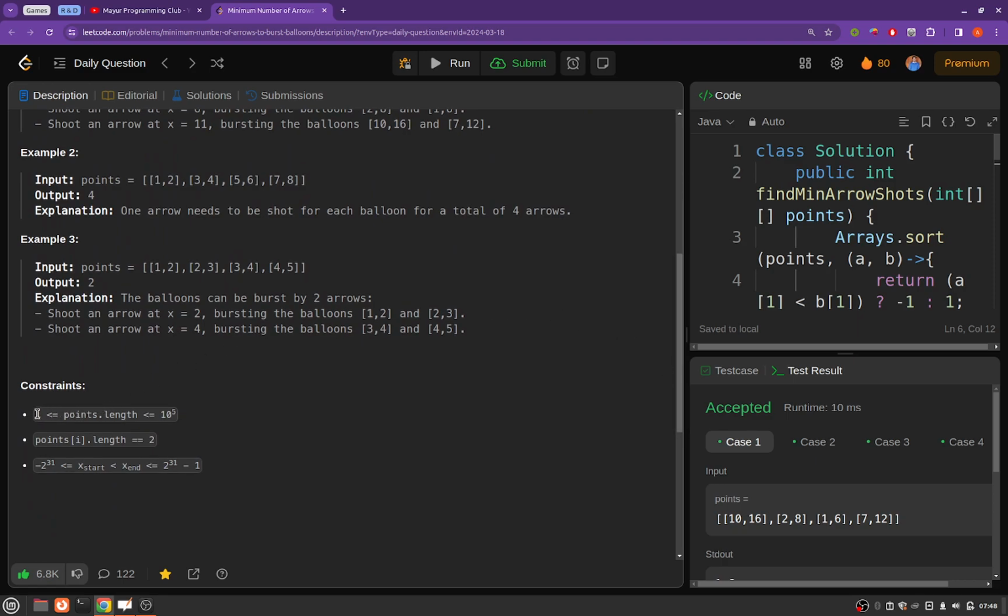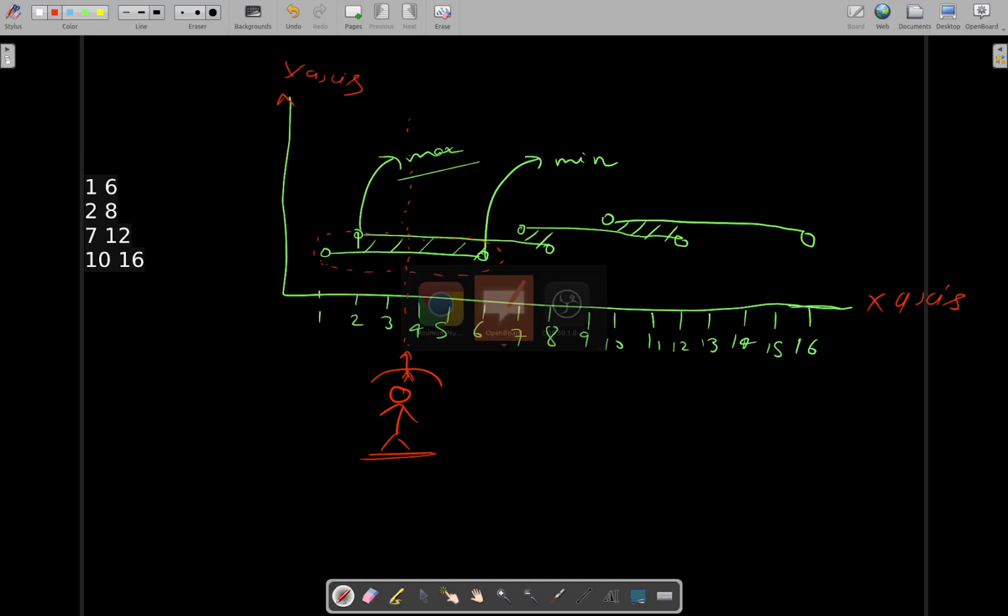And let's have a look at the constraints before thinking of our approach. The length of this points array, which has the diameter coordinates of each balloon, is of order 10 raised to power 5, and each entry in this points array will be of length 2, having left and right coordinates of the diameter of each balloon. Then x start and x end will range from minus 2 raised to power 31 to 2 raised to power 31 minus 1. So let's see how we can solve this particular problem.